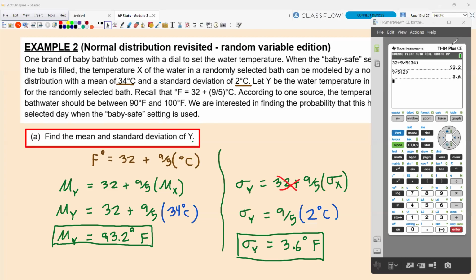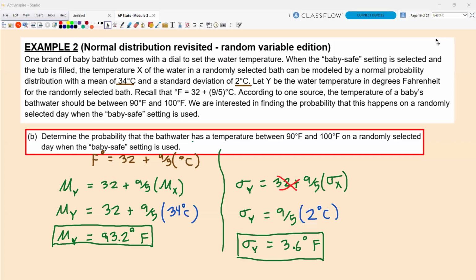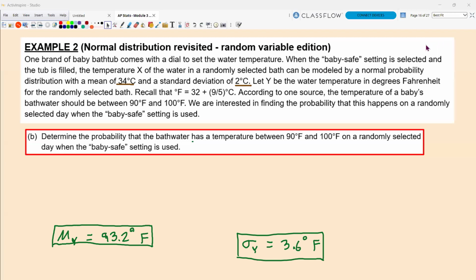Now that we have our mean and our standard deviation, we can now use normal calculations in degrees Fahrenheit and answer some questions. Let's go on to part B. Part B says determine the probability that the bath water has a temperature between 90 degrees and 100 degrees Fahrenheit on a randomly selected day when the baby safe setting is used. Well, we're going to still treat this as a normal distribution.